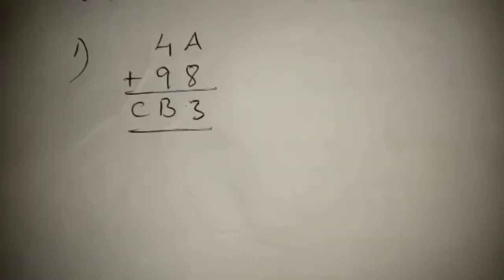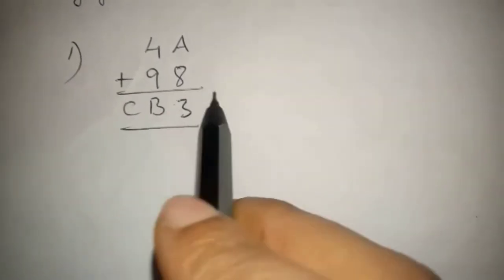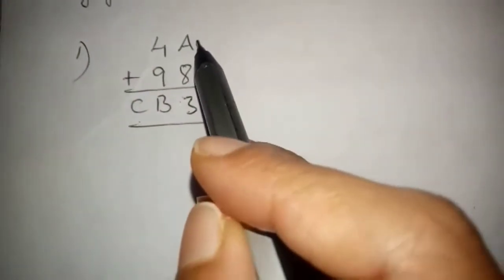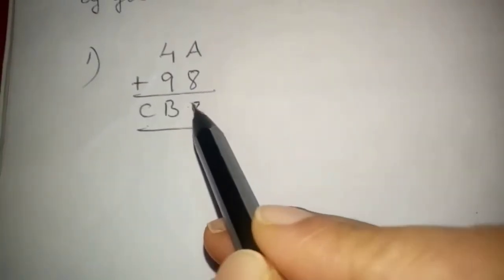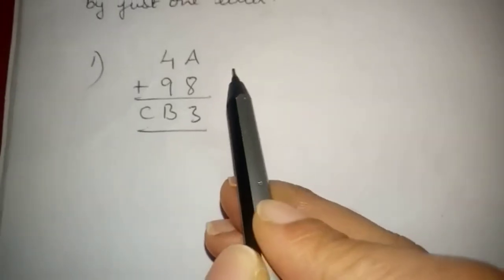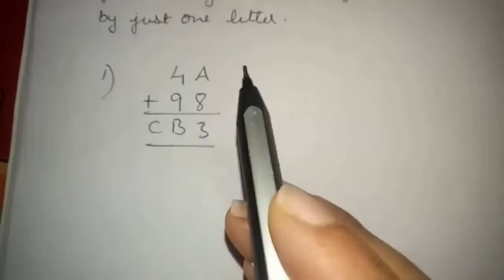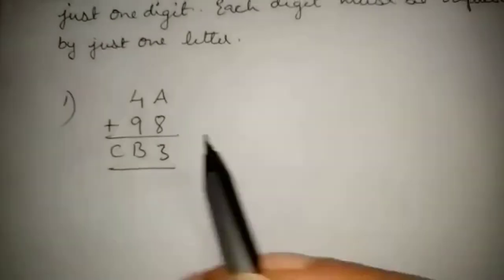Now let us solve some questions. 4a plus 98 is equal to cb3. You have to find the values of a, b, c. Now first we will find the value of a. How will we find? 8 plus a, you should get 3. Can 8 plus a be 3? First of all it is 8 itself. If you add a again, it will be more, right? It will be increasing, not decreasing. It may be equal or increasing. It will not decrease.